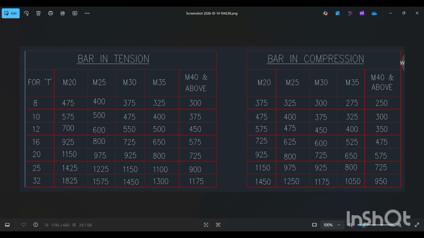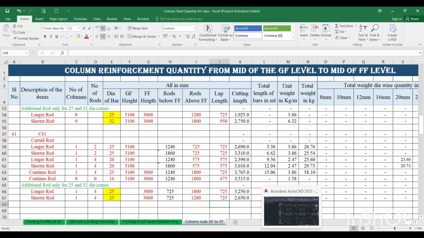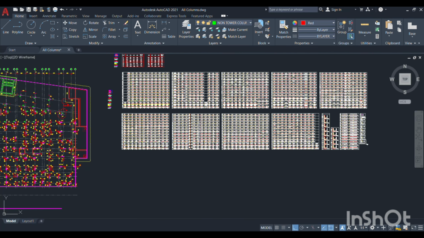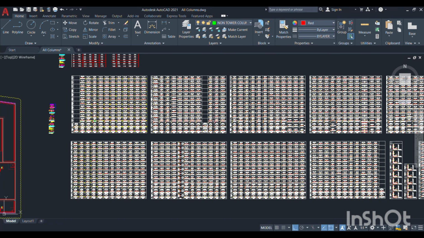As of now, we have completed the column rods from the mid of the ground floor to the mid of the first floor. I have explained. So please practice all the rest of these columns by taking this material.